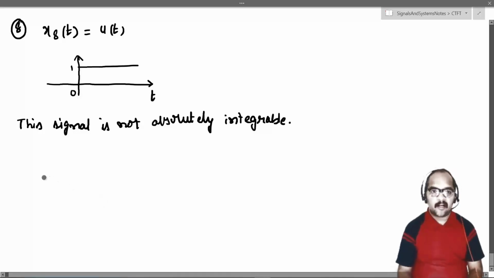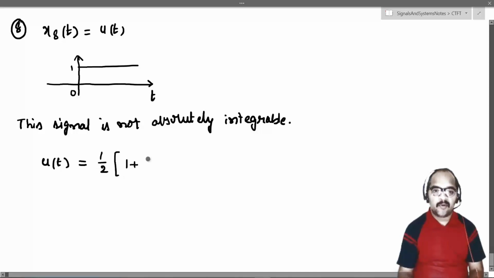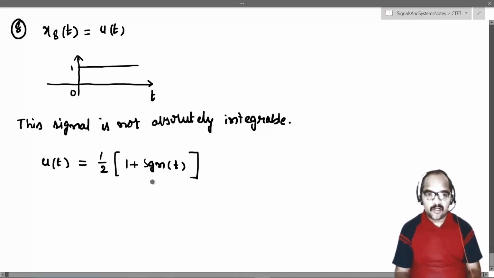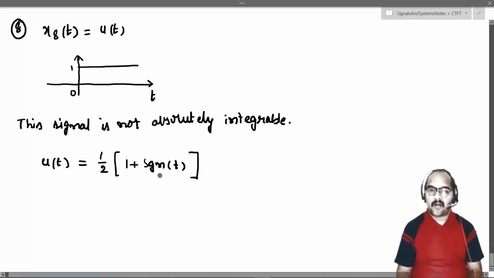If you remember the first chapter, we know that u of t can be written as 1 by 2 times 1 plus signum of t. I'm not going to deal with this again because we have already seen it. So the unit step function can be written in terms of the signum function as 1 by 2 times 1 plus signum of t.